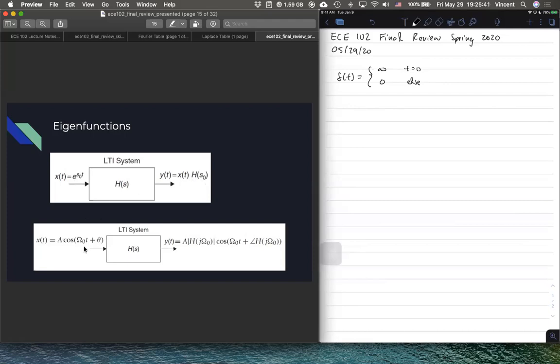The same can be said for sinusoids. If you have a sinusoidal input, then likewise, the output will be simply the input scaled by the magnitude of the transfer function, and then phase shifted by the phase of the transfer function. This is really powerful because you normally wouldn't think that you could combine Laplace domain expressions and time domain expressions, but this allows you to do that. And it simplifies the calculations by a lot.